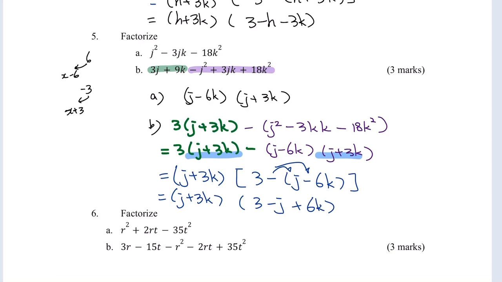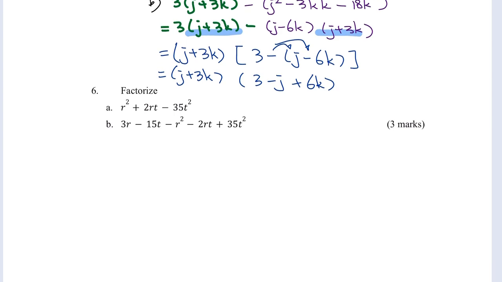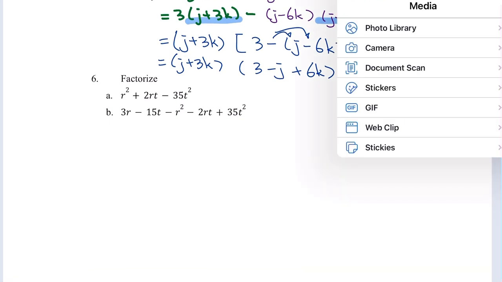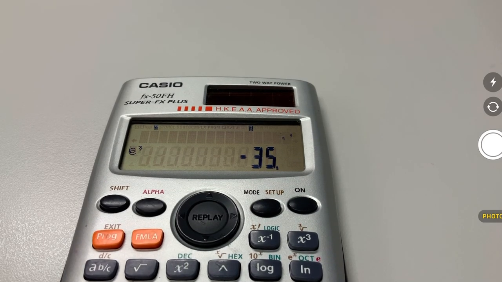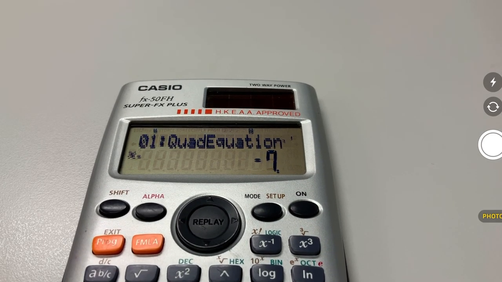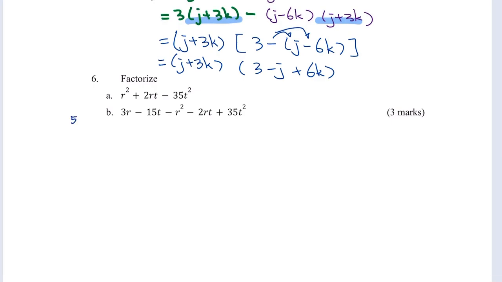Cool. Then next, you have 1, you have 2, you have -35. Right? So let's just click that in the calculator. 1, 2, -35, and your answer is 5 and -7. So 5 and -7. This goes here, it becomes -5. This goes here, it becomes +7. So your part A answer is R minus 5t and R plus 7t. T is because you have a t square here.